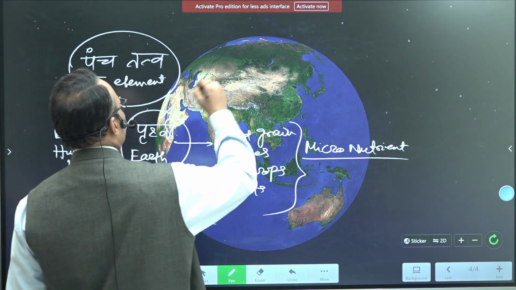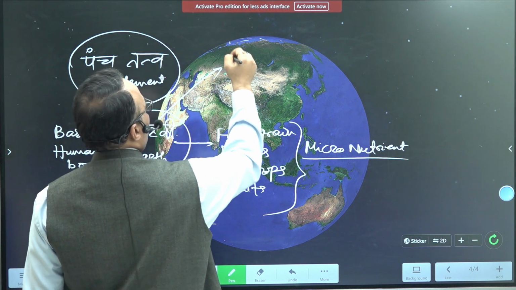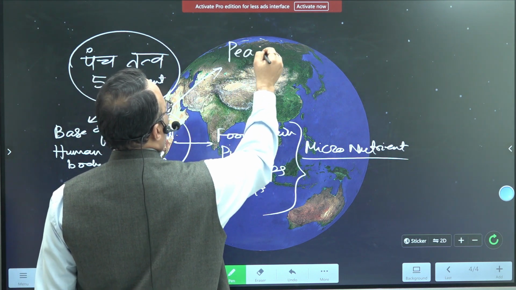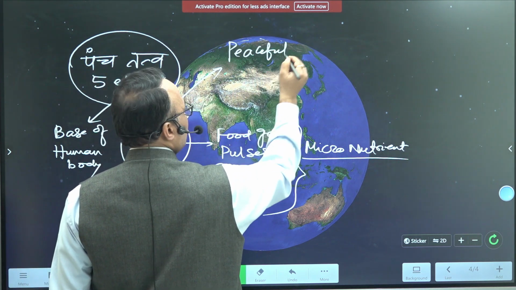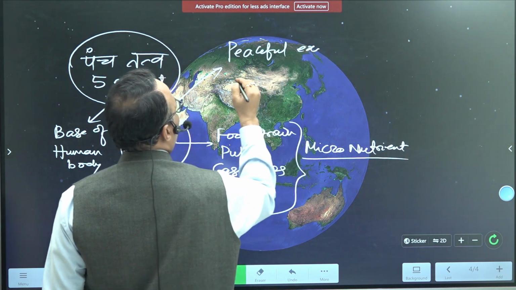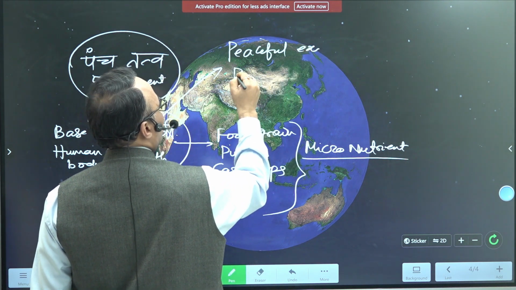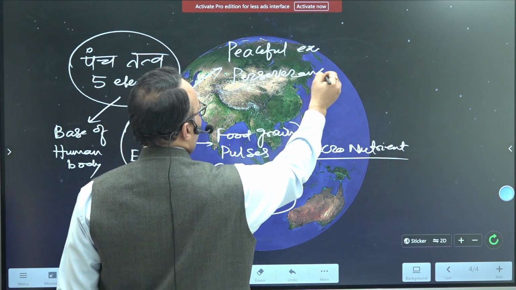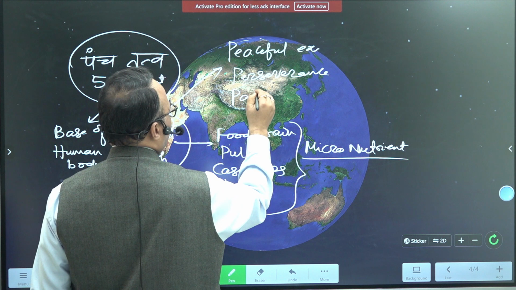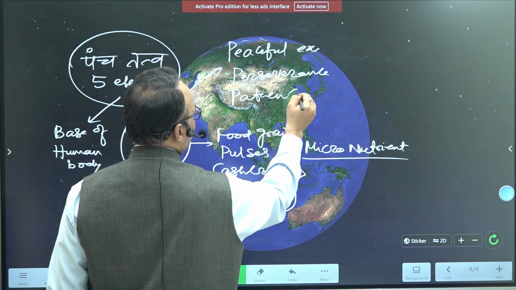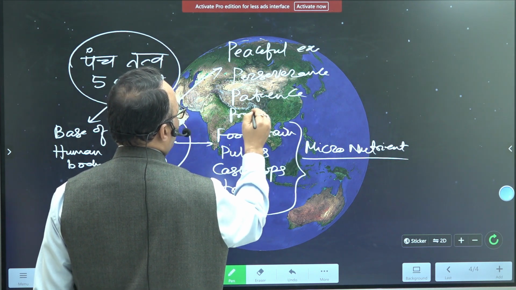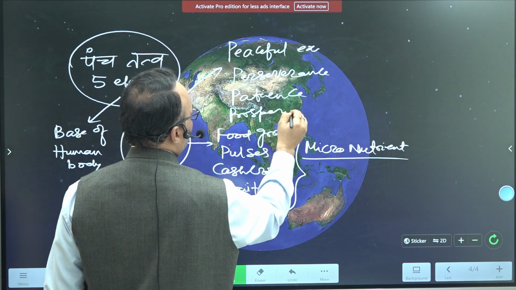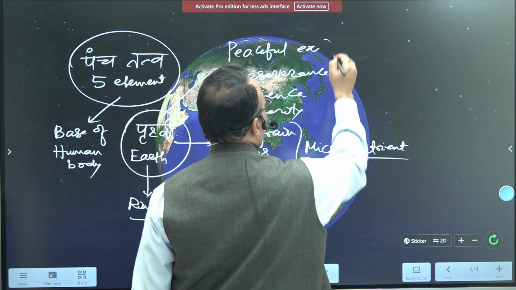This element provides peaceful existence, perseverance, patience, and prosperity to humans.